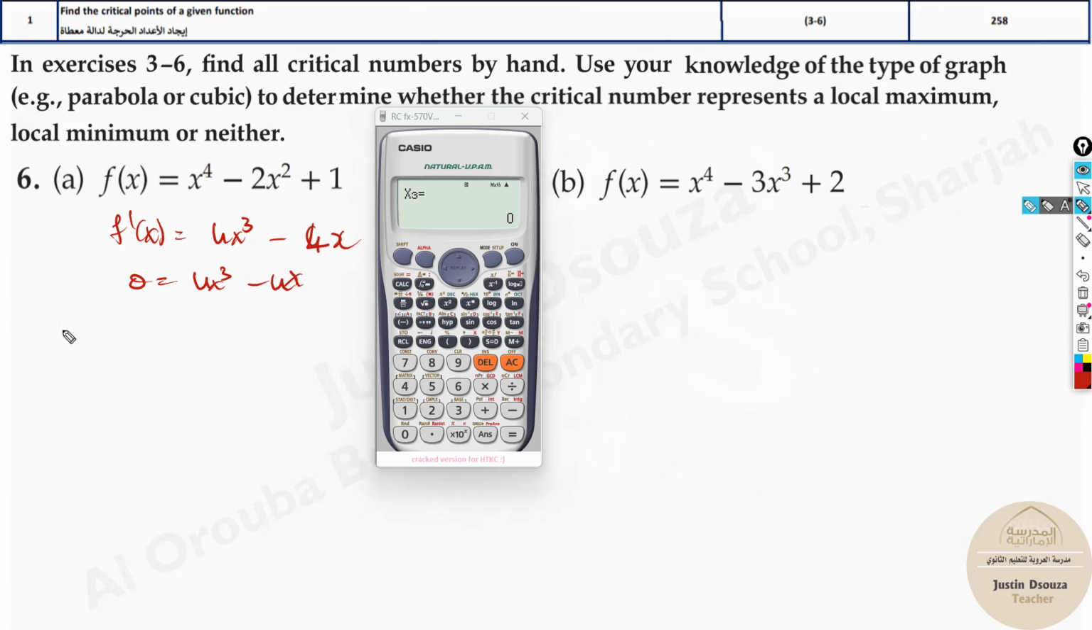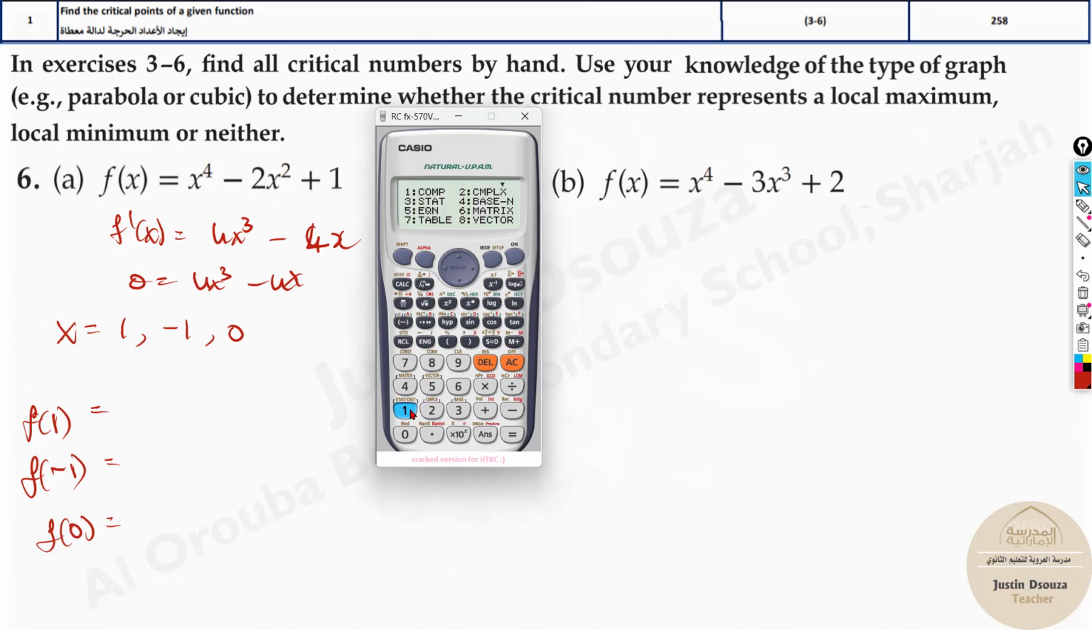We have three numbers now, three critical numbers: 1, minus 1, 0. We need to substitute f of 1, f of minus 1, and f of 0 and find which is maximum, which is minimum, and which is neither. So what you need to do is type this equation over here in terms of x, and then press calc and start checking for these values.